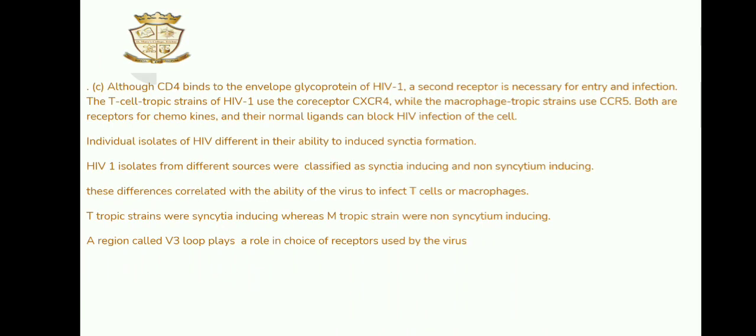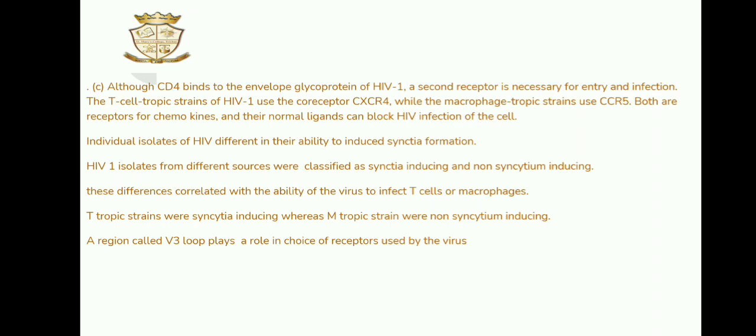Although CD4 binds to the envelope glycoprotein of HIV-1, a second receptor is necessary for entry and infection. The T cell tropic strains of HIV-1 use the co-receptor CXCR4, while the macrophage tropic strains use CCR5. Both are receptors for chemokines, and their normal ligands can block HIV infection of the cell.